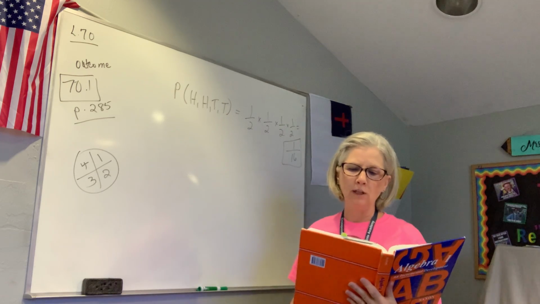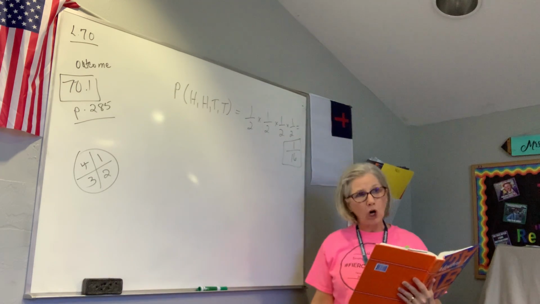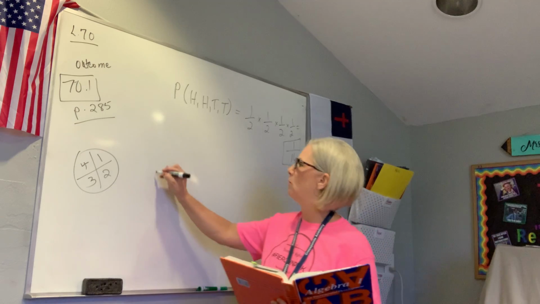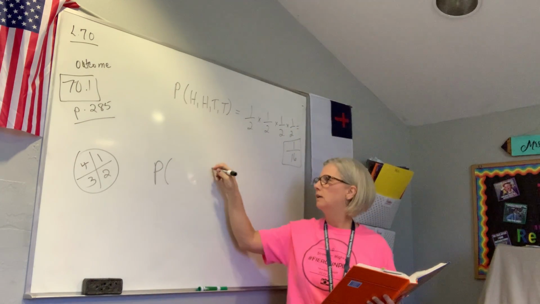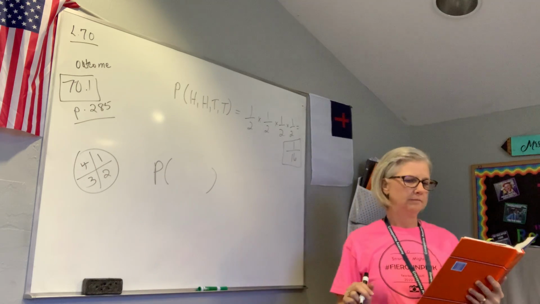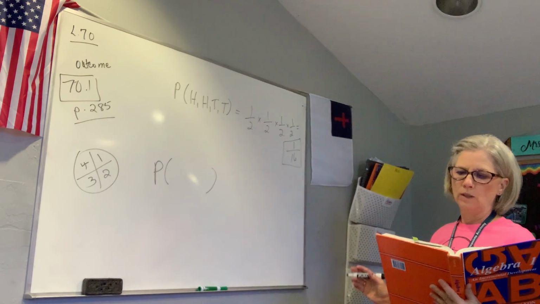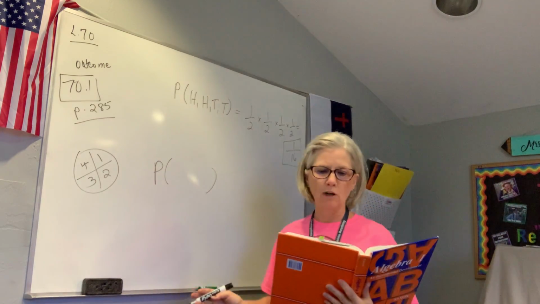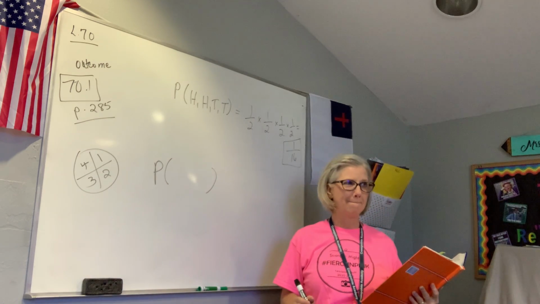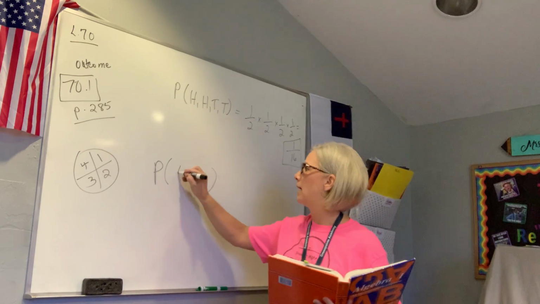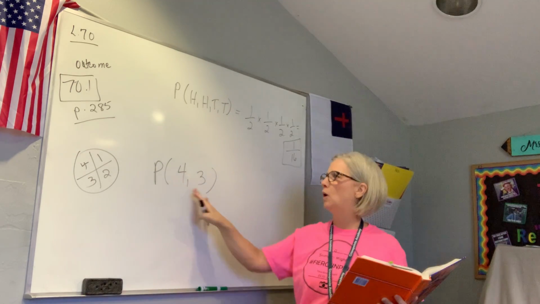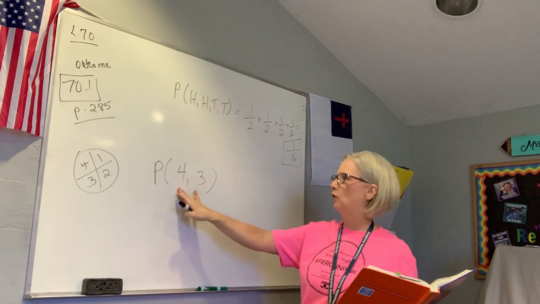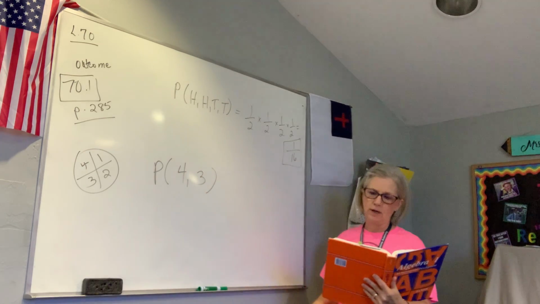Okay, so what is the probability that the spinner stops on 4 and then on 3? So what am I writing here? Ileana, what am I going to put inside here? What's the probability that the spinner stops on a 4 and then on 3? 4 and 3, right? In that order. That's what we're trying to figure out. So obviously we're going to spin twice. What's the probability I'm going to land on a 4 and then on a 3?